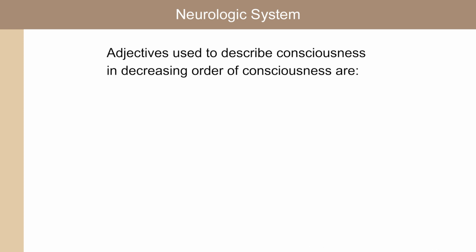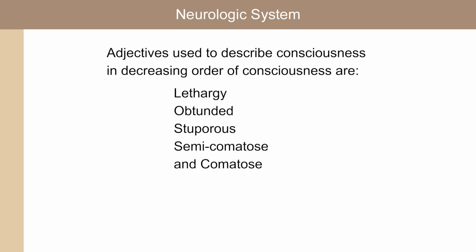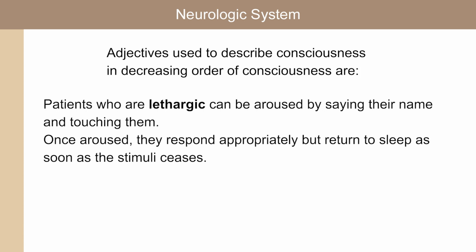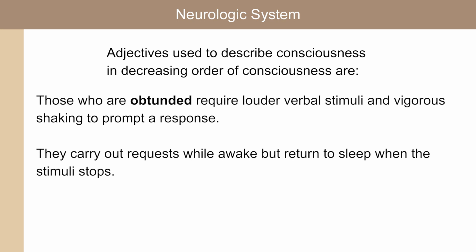There are different adjectives used to describe consciousness in decreasing order of consciousness, which are lethargy, obtunded, stuporous, semi-comatose, and comatose. If patients are lethargic, they can be aroused by saying their name and touching them. When aroused, they respond appropriately but return to sleep as soon as the stimuli ceases. Those who are obtunded require louder verbal stimuli and vigorous shaking to prompt a response. They carry out requests while awake but return to sleep when stimuli stops.